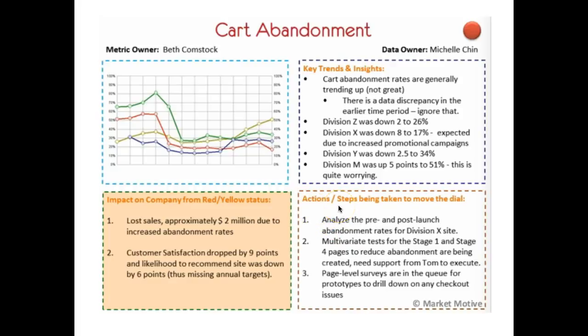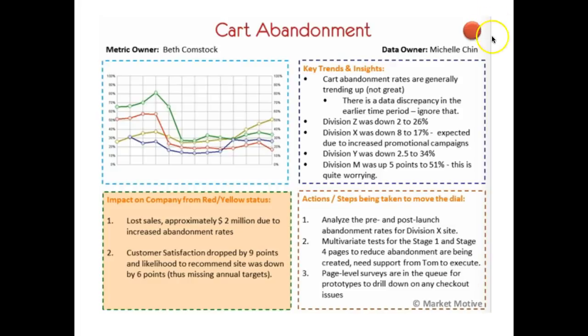The fourth box here is the actions and steps being taken to move the dial. And please note that there aren't any dials on this chart, but this is telling us what needs to happen next. And oftentimes we try to put names next to it if need be. Multivariate tests for stage 1, stage 4 pages to reduce abandonment rate are being created and need support from Tom to execute. Okay, so we're putting names here so then the senior executives know who also is handling it.